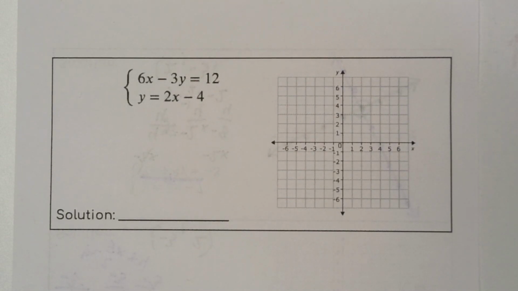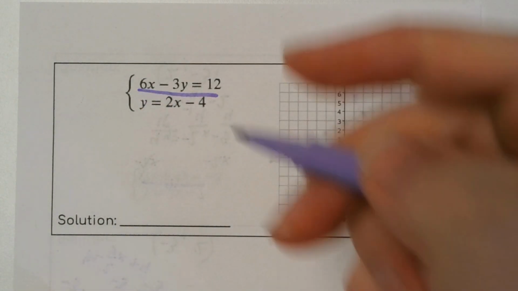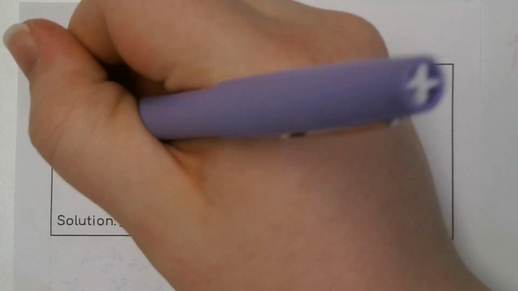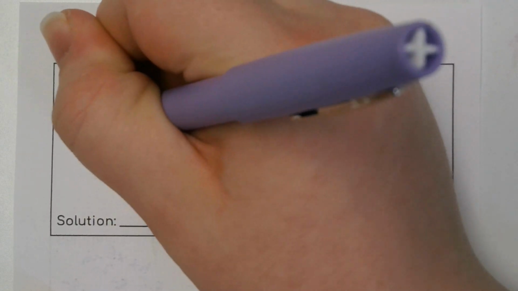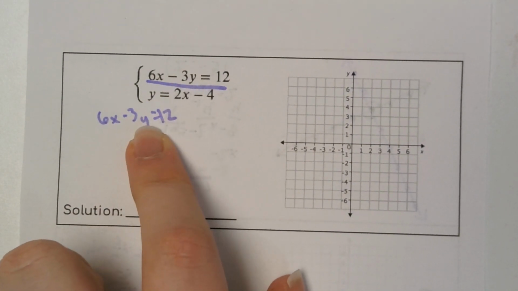Okay. So this first one, we do not have y alone, so it's in standard form. We got to make y alone. So I'm going to take it over here. 6x minus 3y. Set it equal to 12. So I just copied that first equation so that we can follow what we did.